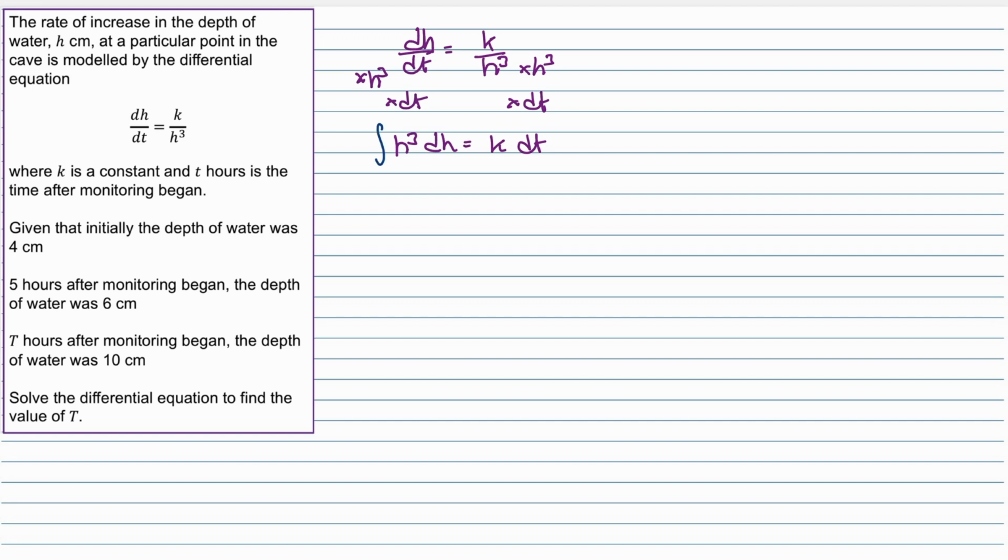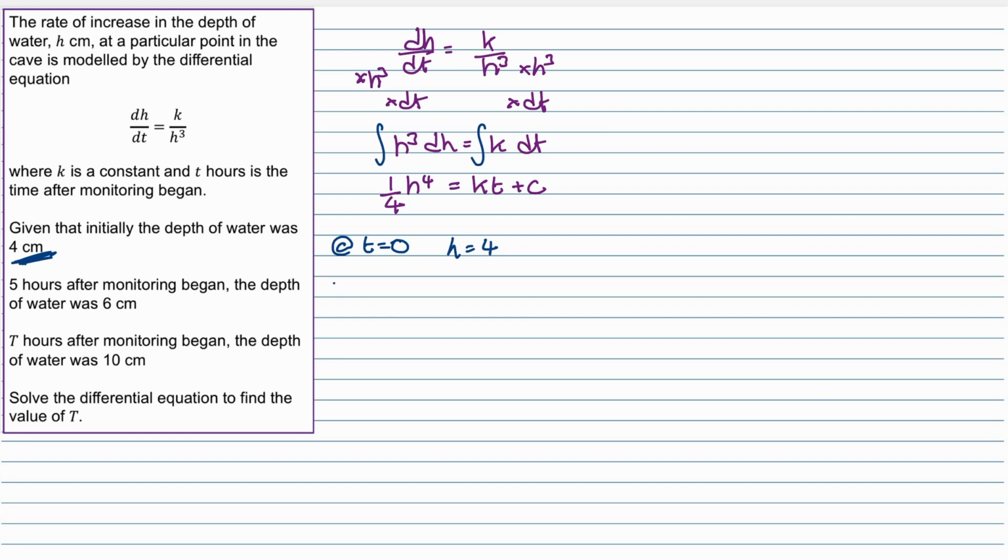And now that the variables are on the same side, we can integrate both sides. The left-hand side, we're integrating with respect to h. The right-hand side, we're integrating with respect to t. So if we integrate h cubed with respect to h, we'll get 1/4 of h to the 4. And if we integrate k with respect to t, we'll get kt plus a constant. And then we're told the initial condition at t equals 0, h is equal to 4. So this will allow us to work out the constant term c.